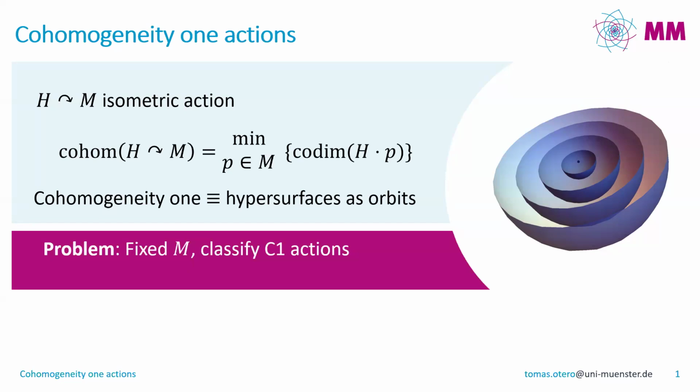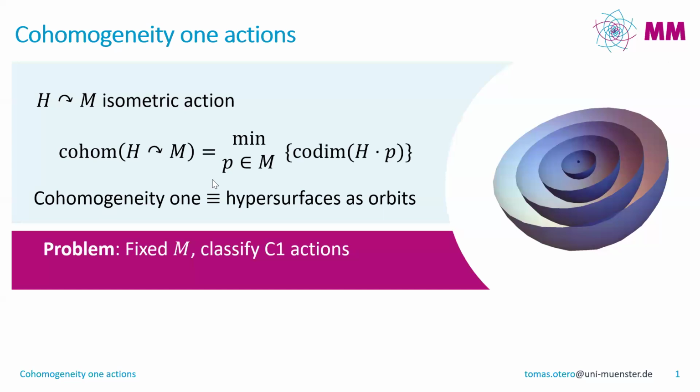Maybe a couple of reasons to care particularly about actions of cohomogeneity one: for example, they have been used successfully as symmetry ansatz to construct different metrics with special properties, Einstein, special holonomy, and so on. For example, because you can take an isometric cohomogeneity-one action on a given space and rescale the metric along the orbits, or do Cheeger deformations and so on.